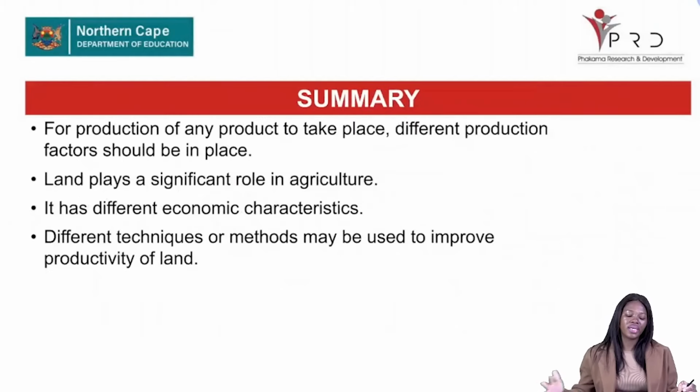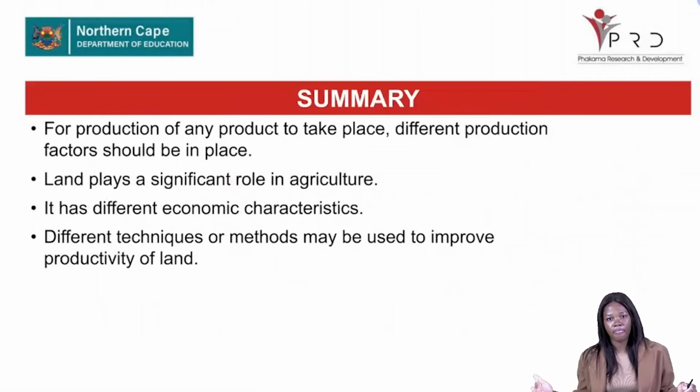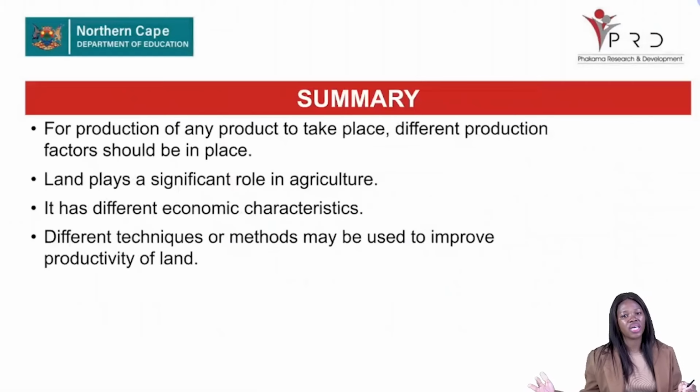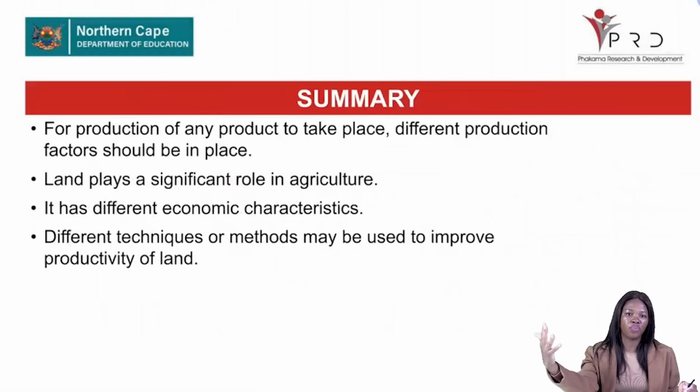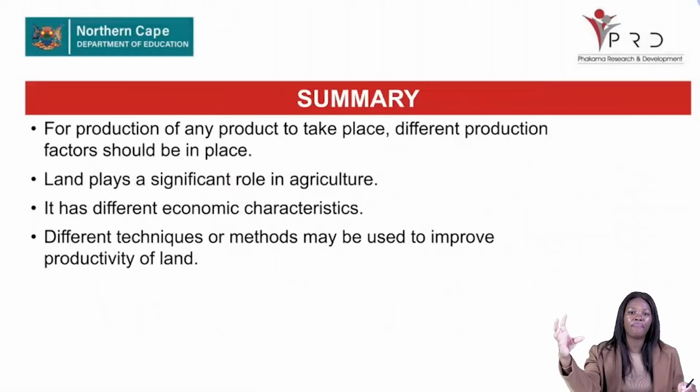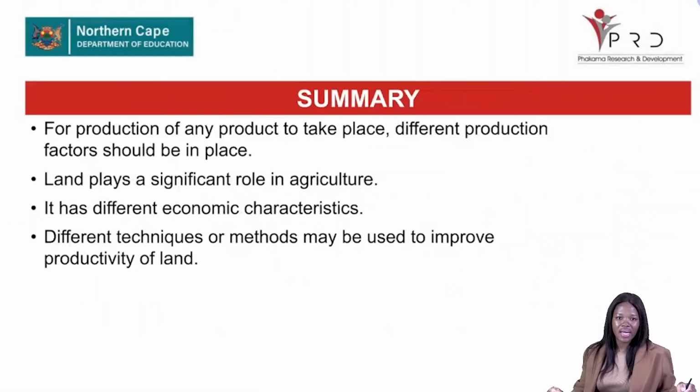Now, let us unpack our today's lesson. Our today's lesson was based on the production factors, but specifically the land. Now, we're able to define the production factors, which are resources used to produce outputs. Output being the production, right? And then land was our subtopic, right? Land as a piece of ground used to grow or used for agricultural processes or production.